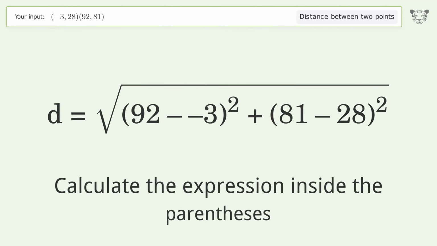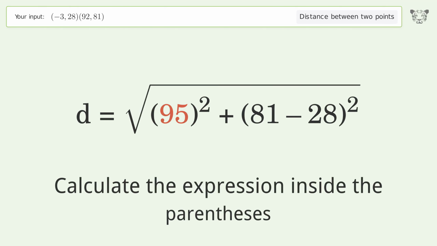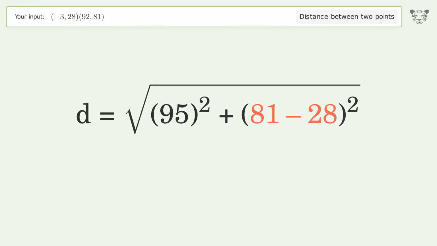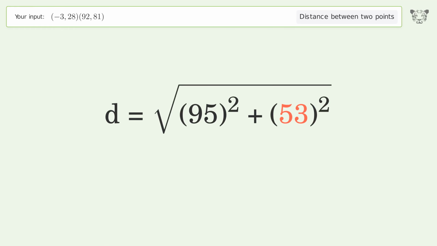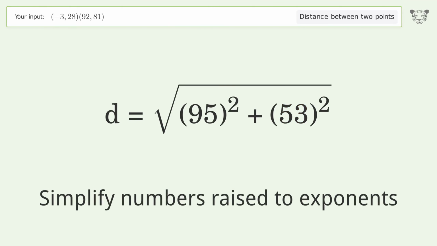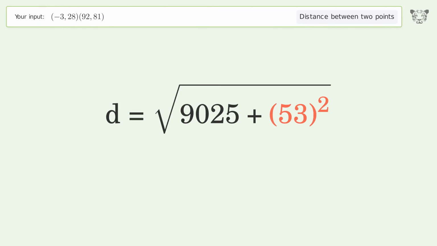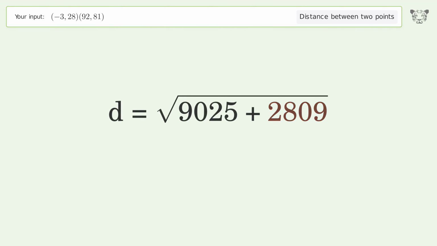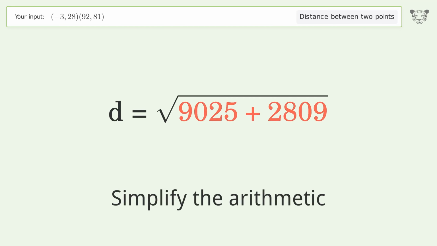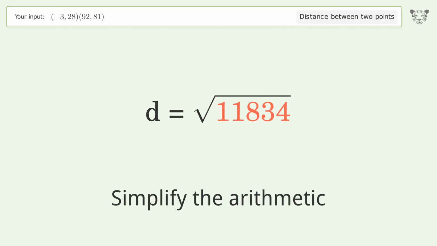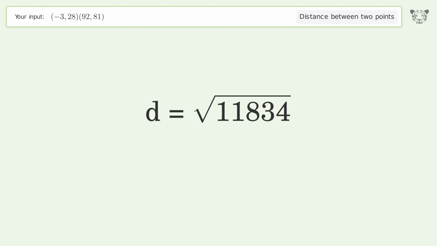Calculate the expression inside the parentheses. Simplify numbers raised to exponents. Simplify the arithmetic. And so the distance between the 2 points is the square root of 11,834 or 108.784.